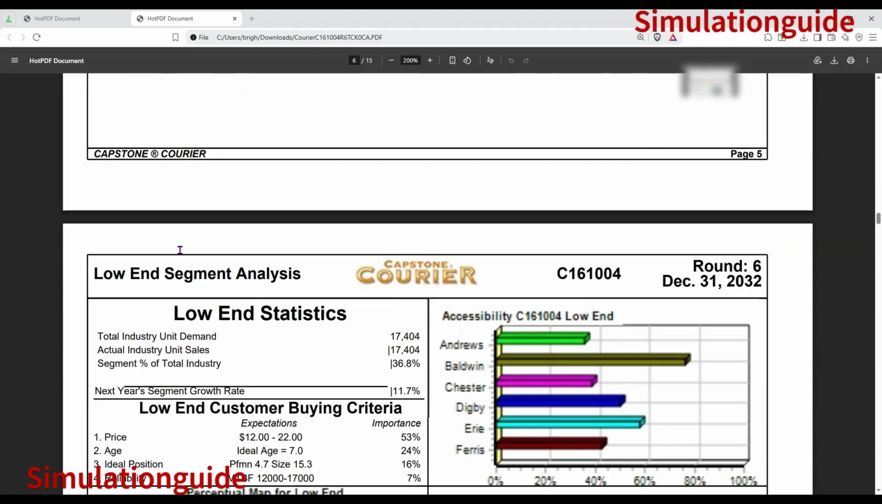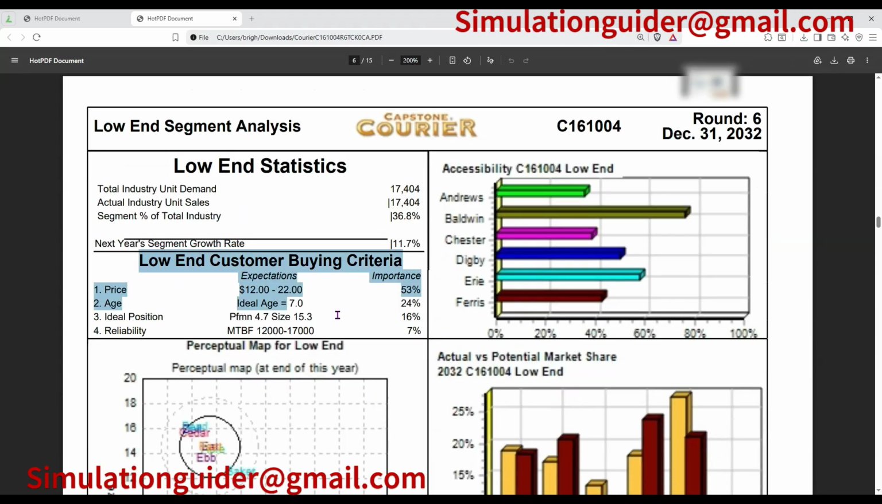Secondly is the low end segment. Here customers expect pricing between 12 and 22, an ideal age of 7, ideal position of 4.7 and 15.3 for the size, and MTBF between 12,000 and 17,000.